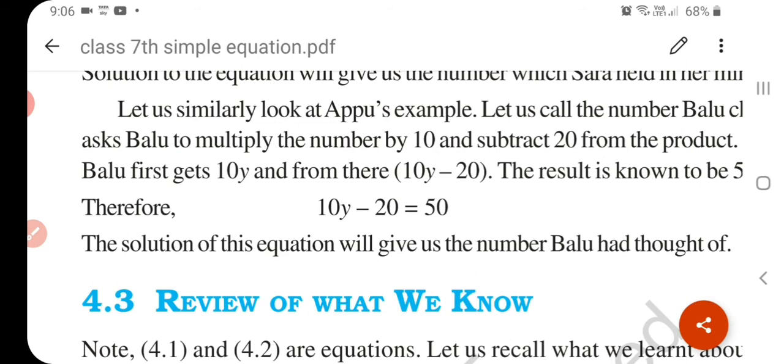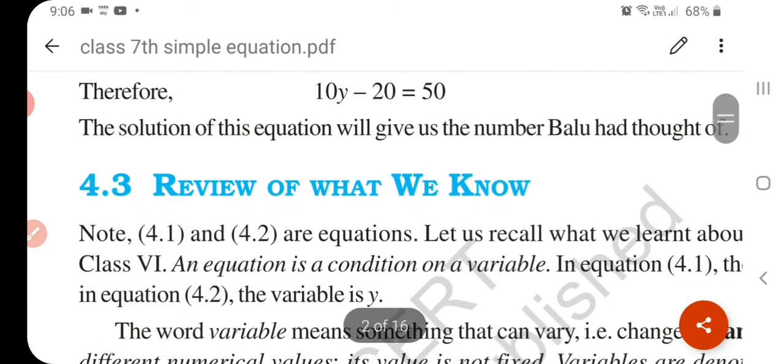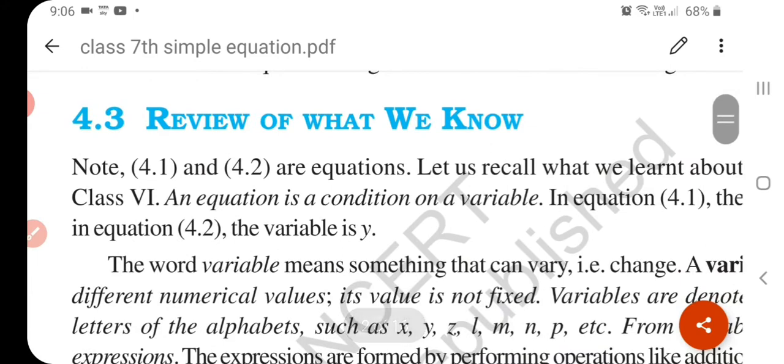Understand? Now, what do you mean by equation? I told you what is equation. If two sides are equal, that is called equal. If the equal to sign is there, then it is called equation. And if the equal to sign is there, an equation is a condition on a variable. Okay, means LHS is equal to RHS.